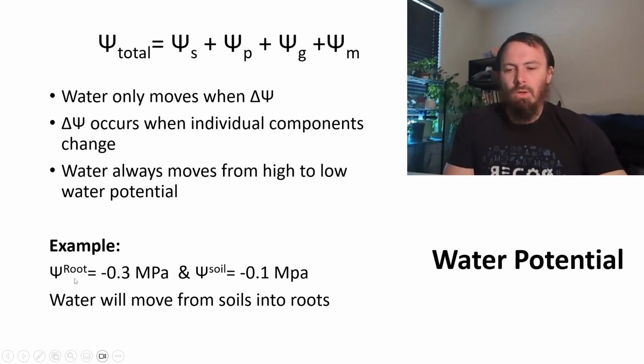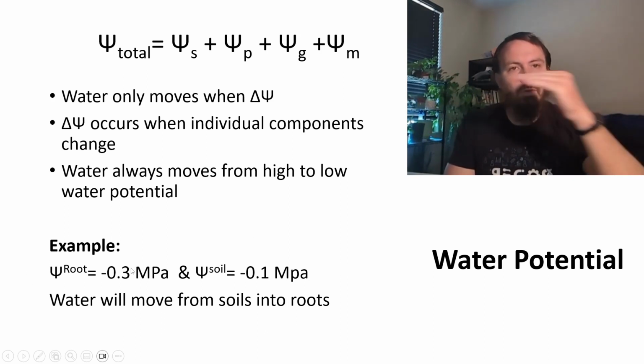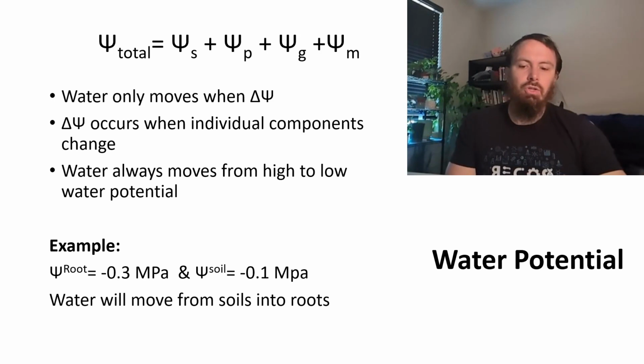So the water potential of the root is -0.3 megapascals. And the total potential of the soil is -0.1 megapascals. Is -1 MPa less or greater than -0.3 MPa? So water will move from the soil into the roots because this is greater than this one. And so it'll move to the lower water potential.